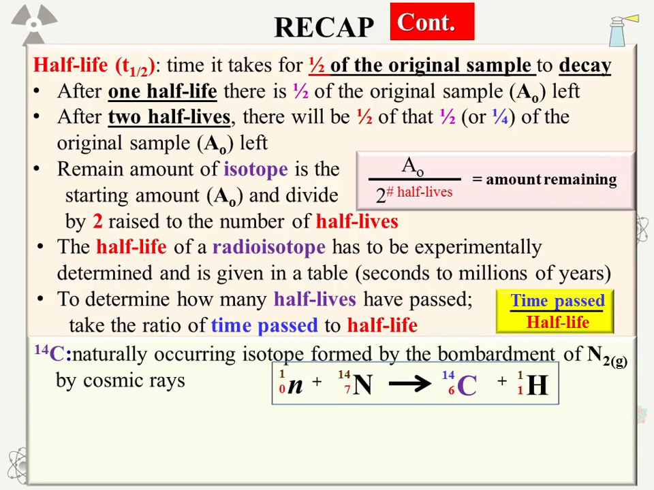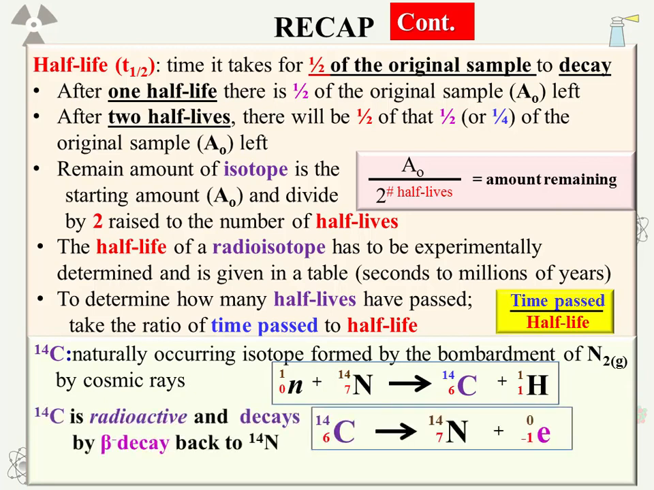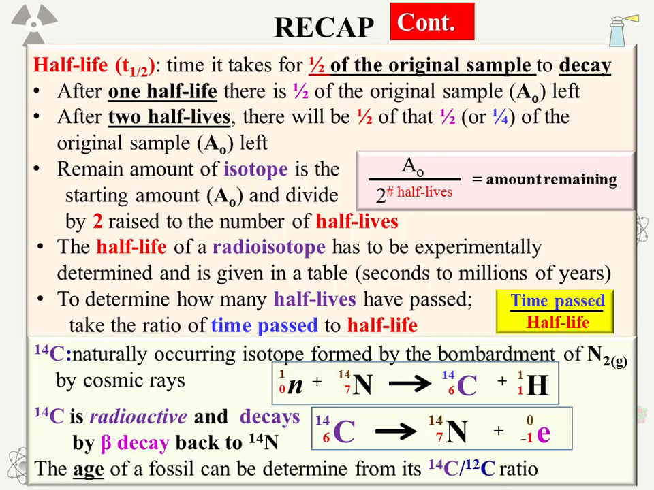Carbon-14 is a naturally occurring isotope that is formed by the bombardment of nitrogen gas in the upper atmosphere by cosmic rays. Carbon-14 is radioactive and decays by beta decay back into nitrogen-14. Since living creatures stop taking in carbon at the time of death, the age of a fossil can be determined from its carbon-14 to carbon-12 ratio. And that completes the lecture.